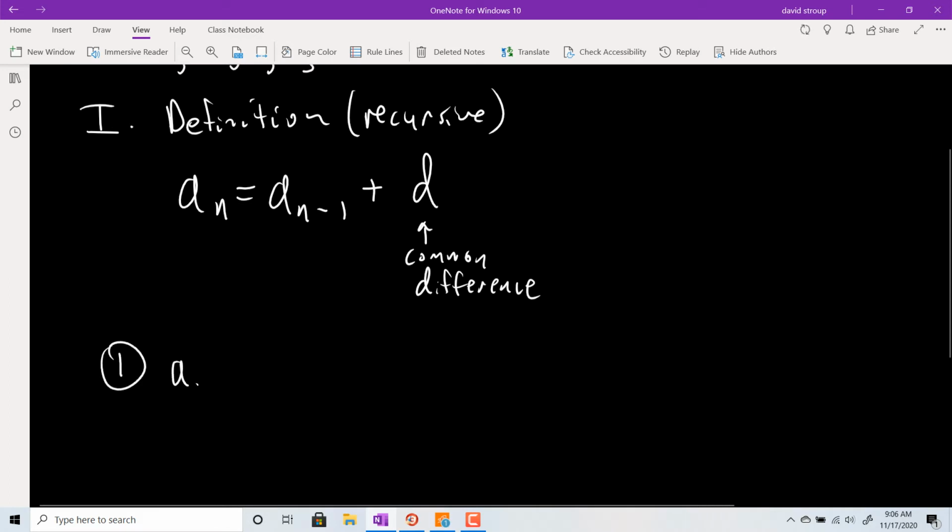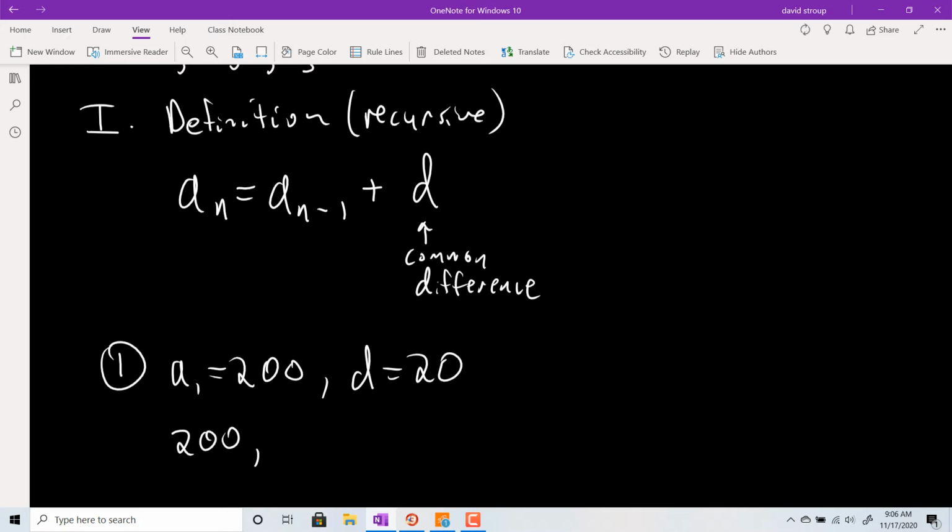And there's that. So let's look at some of the intro problems in the book. So problem 1, we have a sub 1 equals 200, and our common difference is 20. And we want to produce the first 4 terms. So the first guy is 200. The second one, you just add 20, so 220. The third one is then 240, and then the fourth one is 260. And you could, of course, carry on if you wanted to.